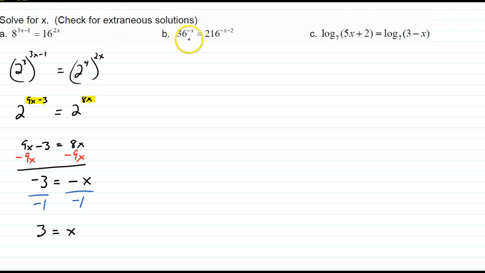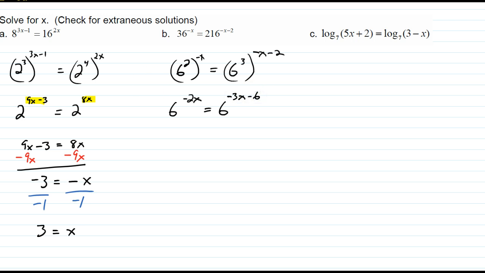Alright, we're going to do the same thing with b. We want to write them with the common base. And so I'm going to write this as 6 squared to the negative x, and 6 to the third to the negative x minus 2. And so this becomes 6 to the negative 2x is equal to 6 to the negative 3x minus 6. So now my bases are the same.